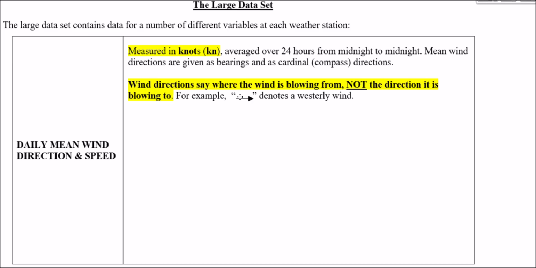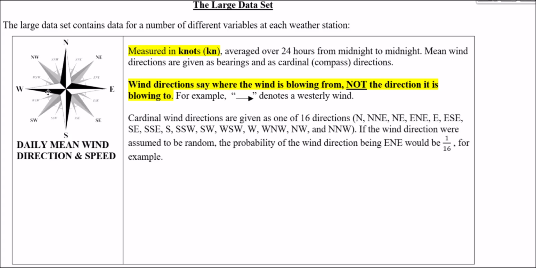So, for example, if this was an arrow explaining the direction of the wind, this would be a westerly wind. It's pointing east, but it's originating from this end, which is the westerly end. So because it's going from west to east, it's westerly, not easterly.